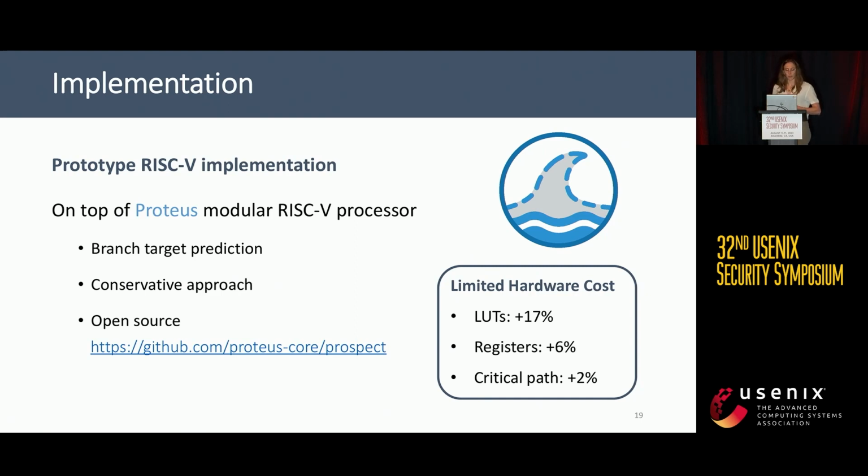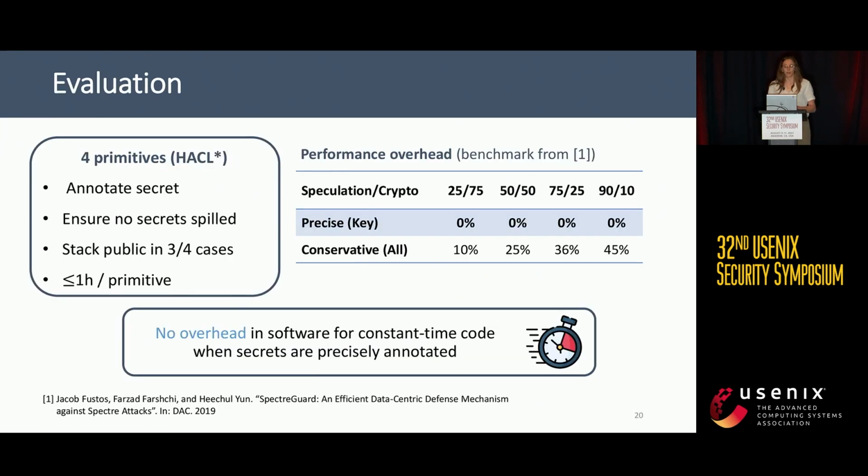So we then implemented this defense on top of a modular RISC-V processor called Proteus, which is designed to be easily extensible. It comes with speculation because it has branch target prediction, and the processor and the defense are on GitHub, so I encourage you to check it out. And we evaluate the hardware cost of the defense, which is quite acceptable and can probably also be reduced with more engineering effort. And finally, we evaluate the annotation burden and the performance overhead.